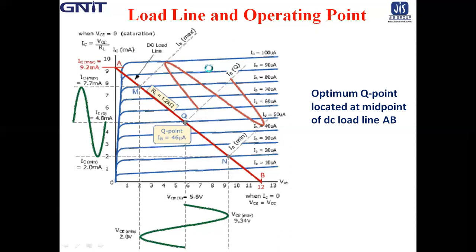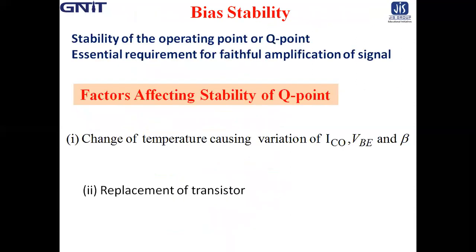Okay, so this is very much important. What is load line? What is Q point? Why is the Q point chosen at the middle point of the DC load line? These questions are very much important. Now it is clear why you need to bias the transistor, why transistor biasing is required. I think now it is clear. So next is the bias stability.